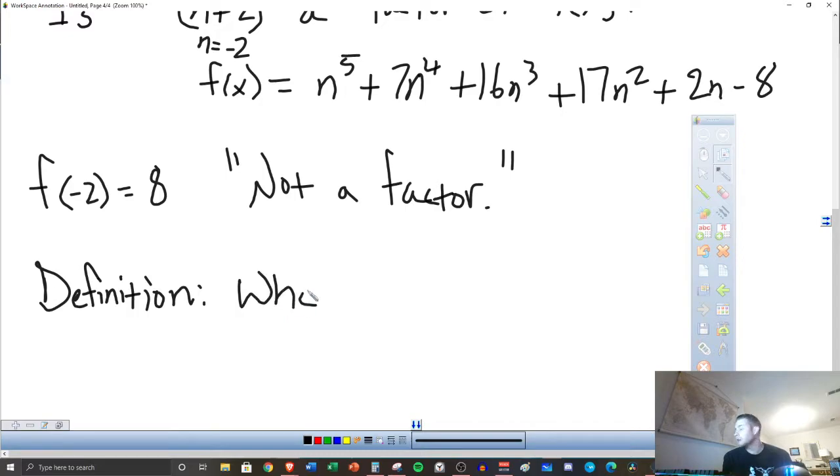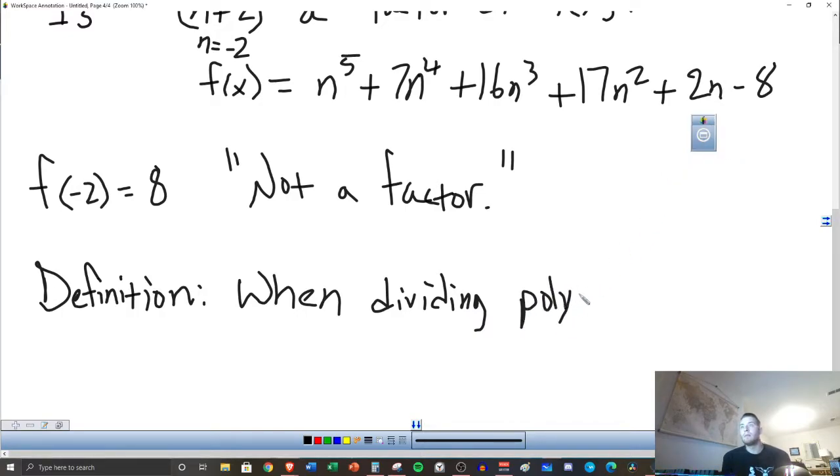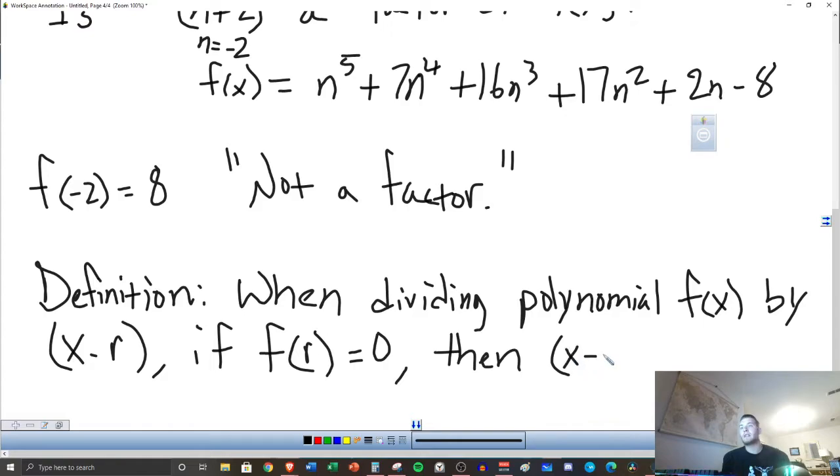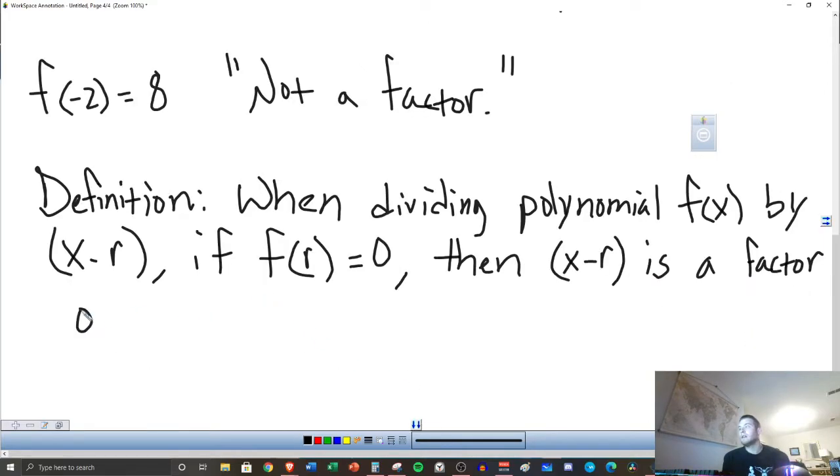So definition: when dividing polynomial f of x by x minus r, if f of r equals 0, then x minus r is a factor of f of x.